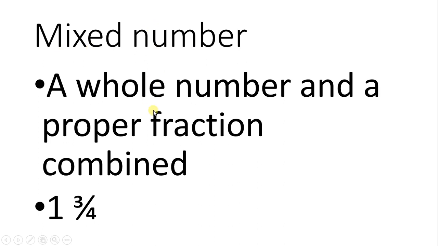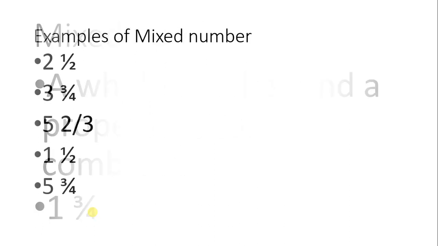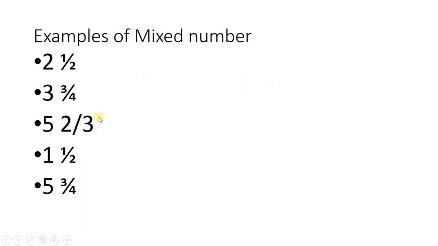In a mixed number, we consider a whole number and a proper fraction combined. Here you can see 1 as a whole and 3 by 4, a proper fraction, as we learned just a moment ago, in which the numerator is smaller than the denominator. We can take more examples related to mixed numbers.